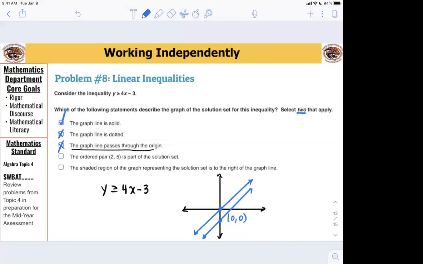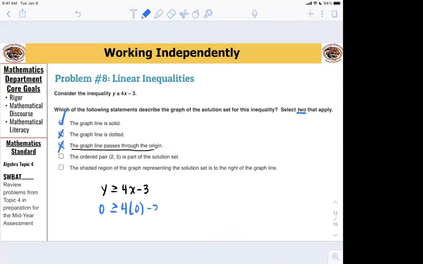Now you could have also done something. If you know the origin is 0, 0, you could also plug in 0 and 0 to see if it makes any sense. And let's see what happens. 4 times 0 is 0, so 0 minus 3. Okay, so 0 is greater than or equal to -3. That makes sense, but that doesn't tell me if it's on the line. So this one you just kind of had to think about logically.